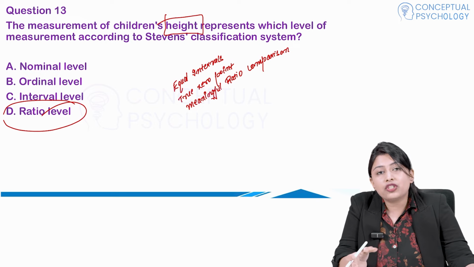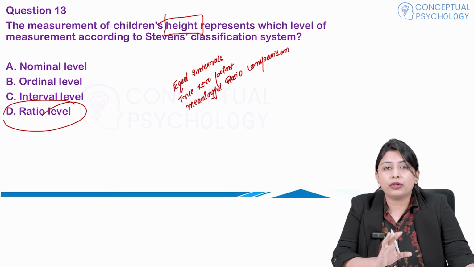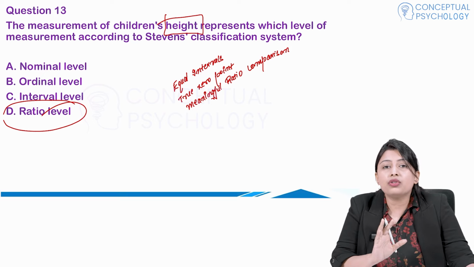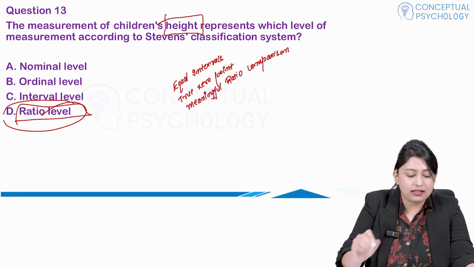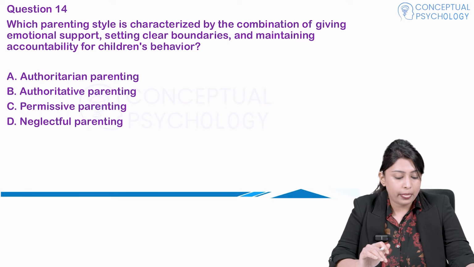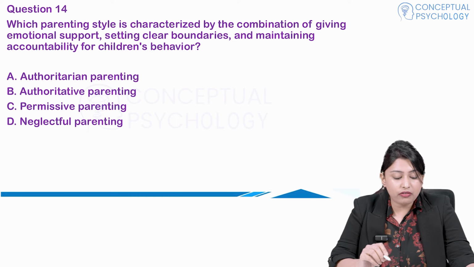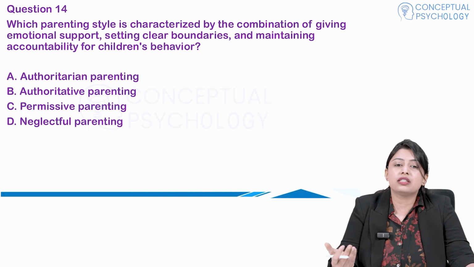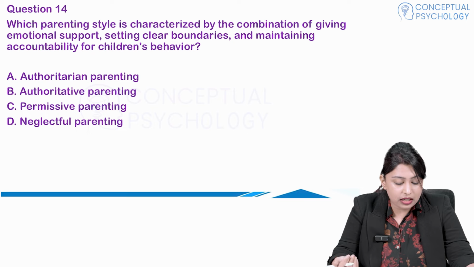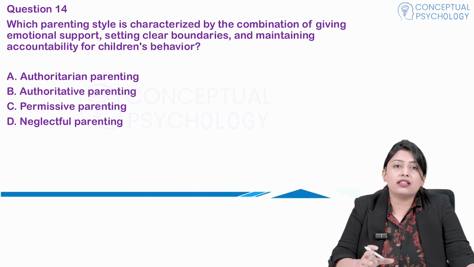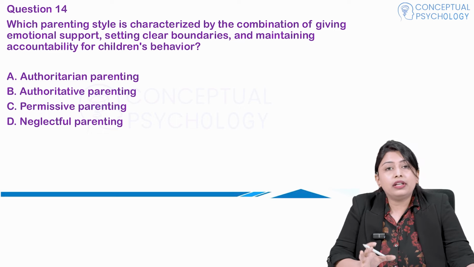So the ratio level measurements allow for all mathematical operations. They include addition, subtraction, multiplication and division, making them the most informative type of measurement. Hence, the correct answer is the ratio level. The next question. Which parenting style is characterized by the combination of giving emotional support, setting clear boundaries, and maintaining accountability for children's behavior? A, authoritarian parenting, B, authoritative parenting, C, permissive parenting, and D, neglectful parenting. So here the correct answer would be authoritative parenting.